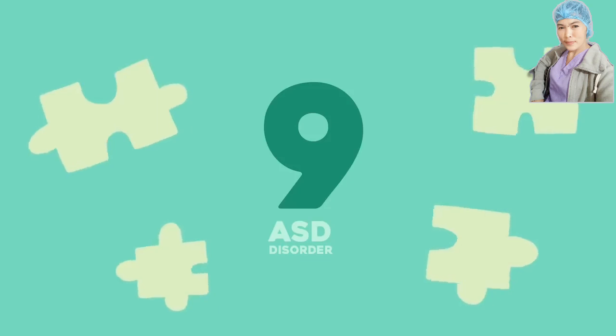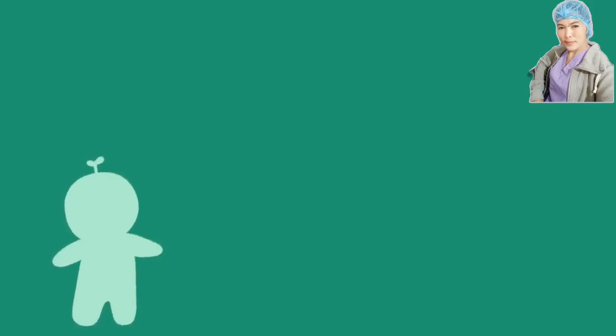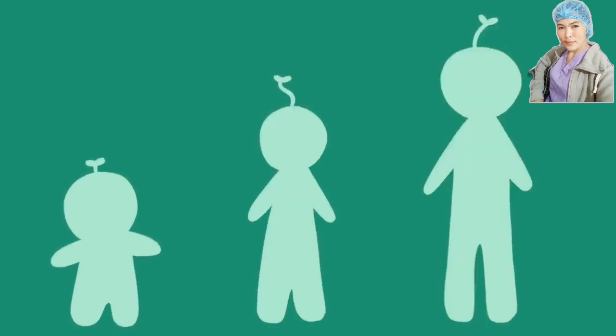9. Autism spectrum disorder, ASD. We've been hearing more and more about autism spectrum disorder in recent years. That's because approximately 1.2% of children, 1 in 59 children, will qualify for diagnosis of autism spectrum disorder in the coming year. ASD begins in childhood, but many individuals are not diagnosed until adolescence or adulthood.